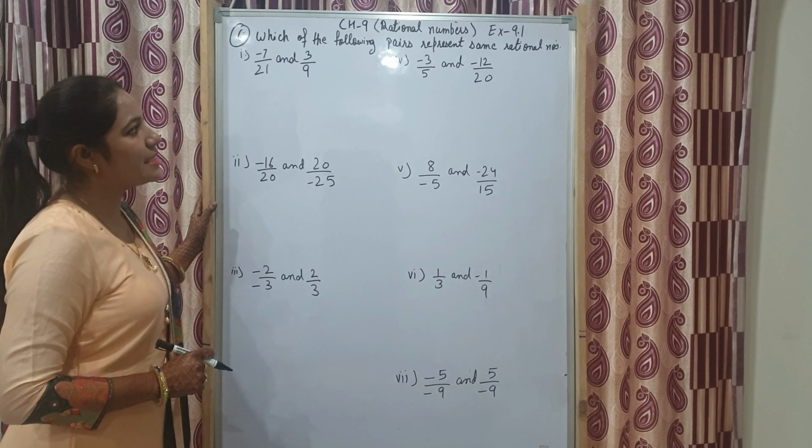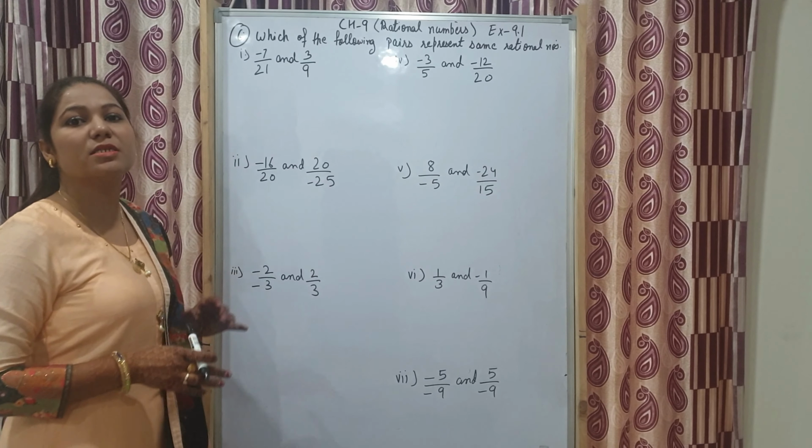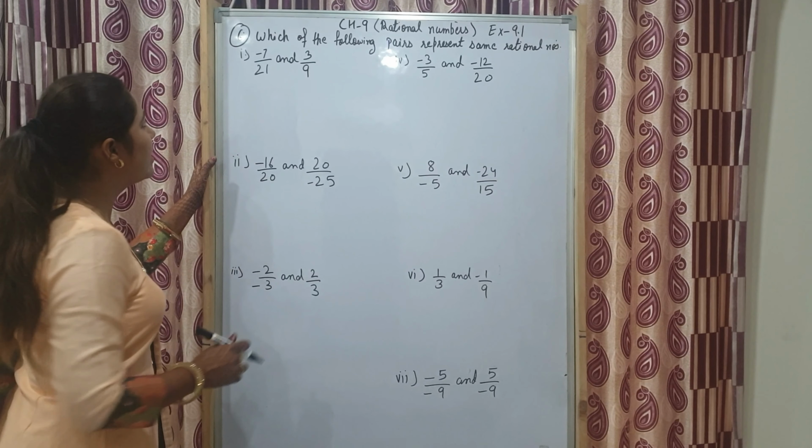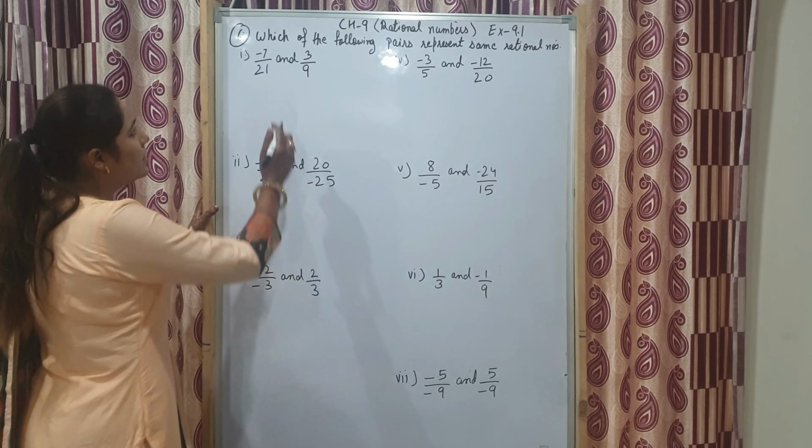For that, first we will observe whether the rational number is positive or negative. From the first part it is very clear that the first rational number, minus 7 upon 21, is a negative rational number, and 3 upon 9 is a positive rational number. A negative rational number and a positive rational number are never equal. So that is why they are not the same rational number.